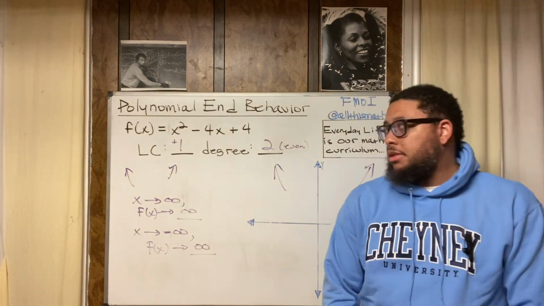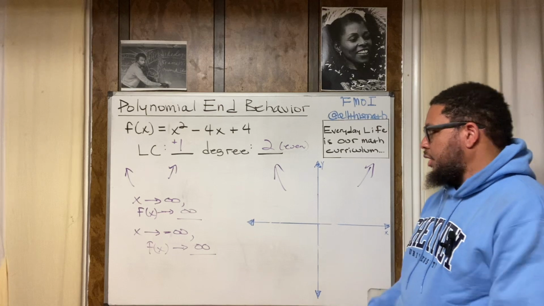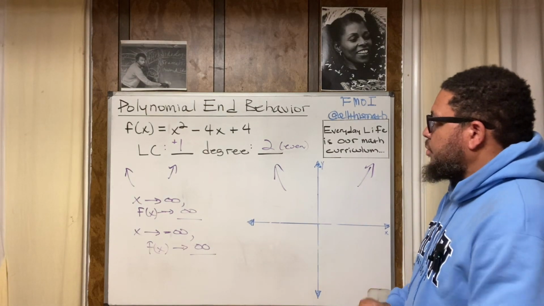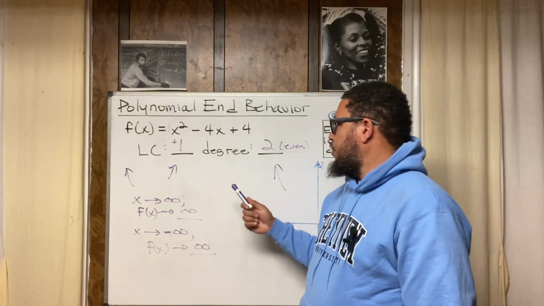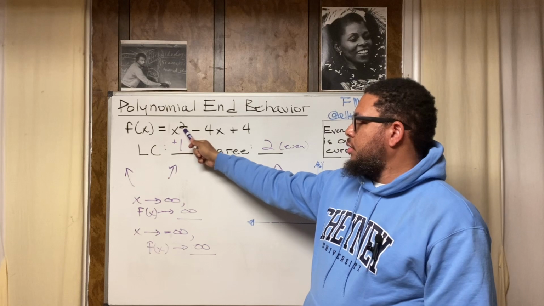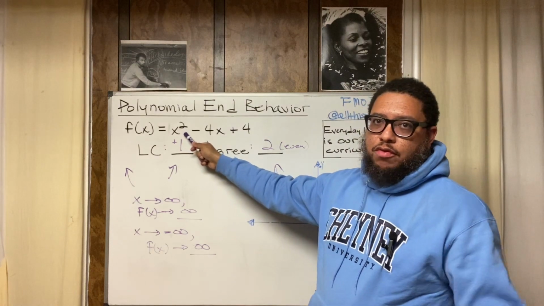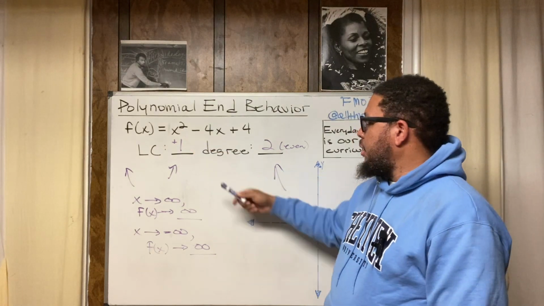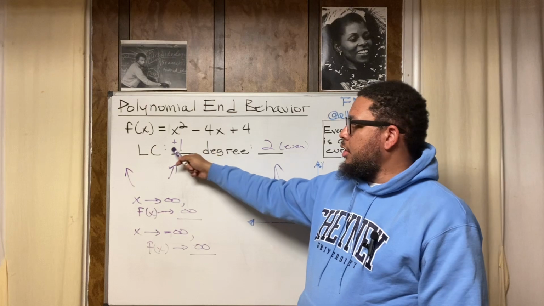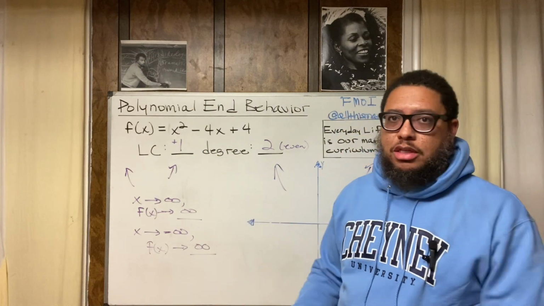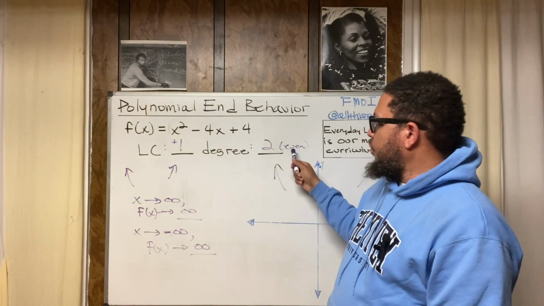All right, that's about it. That's end behavior. That's what it is. That's all you've got to do. So basically, as a quick review, look for your degree, the biggest exponent that one of your variables carries, and look for your lead coefficient. Look to see if your lead coefficient is positive or negative. Look to see if your degree is even or odd.